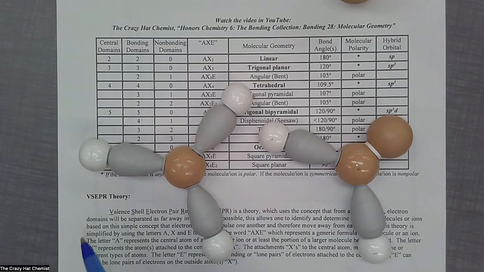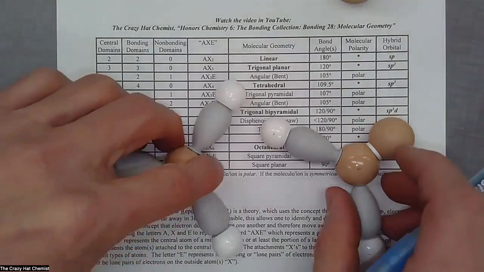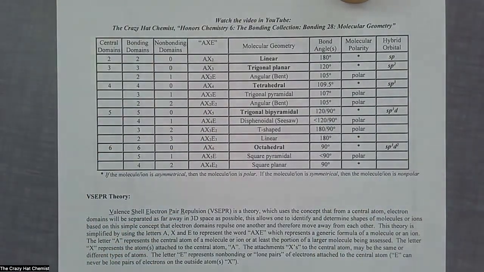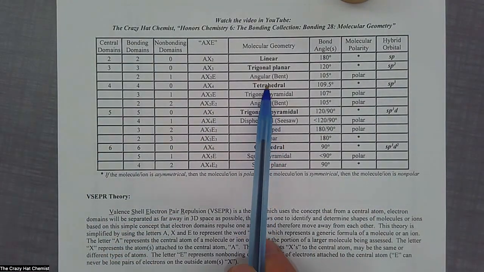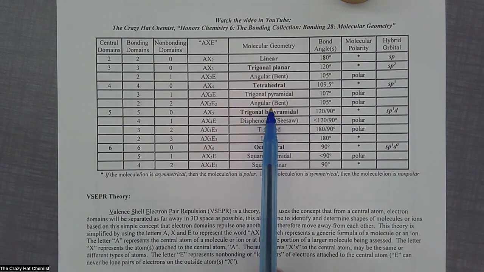So that is a 3-domain structure, right? Central domains, a 3-domain, okay? So we're going to pull these off to the side. We'll refer back to them. Now we're going to go for the tetrahedral, trigonal pyramidal, and angular or bent structures, okay?